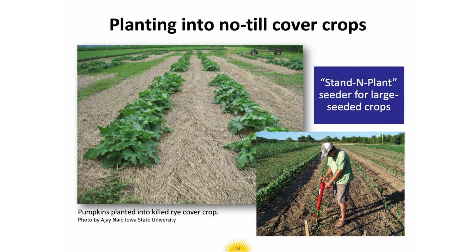But it's an option, it's something you could experiment with. And so then planting into no-till cover crops, just some more pictures. And one thing we did at the Kerr Center, and this was in a strip tillage situation, I had a Three Sisters trial with corn, squash, and beans. We actually used a stand-in planter to plant.